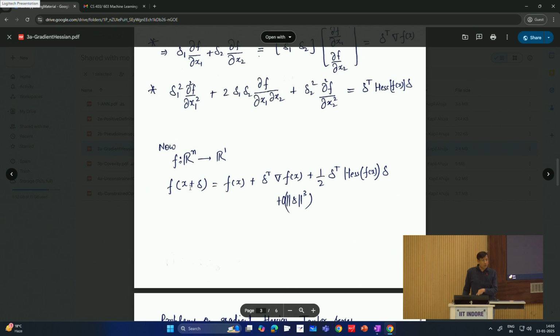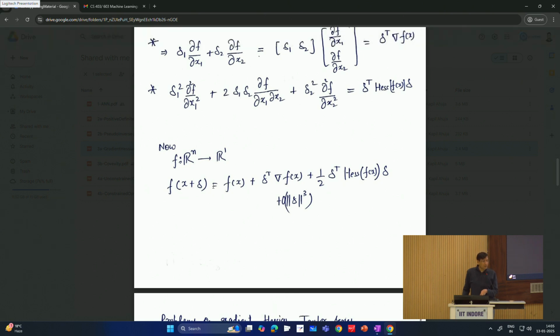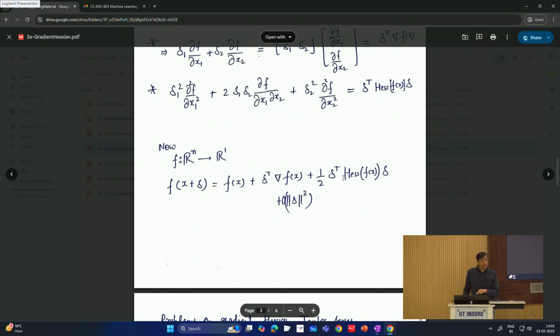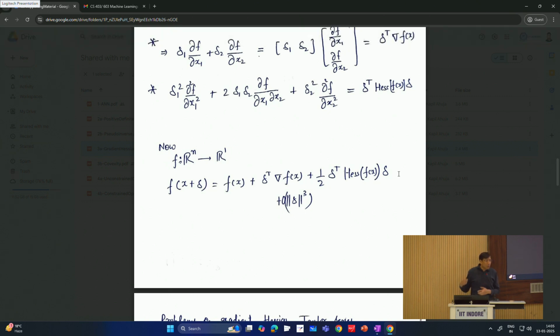So in general, how you can write it is like this. The approximation of a function f around x plus delta is f(x) plus delta transpose gradient of f(x) plus half of delta transpose Hessian delta. The more derivatives you carry, the more accurate a representation of the function you get. If you write just the first derivative, it's a little crude. If you take the second derivative, it's more accurate. You take the third derivative, it will be more accurate. But for the sake of this class, we usually don't go beyond the second derivatives.